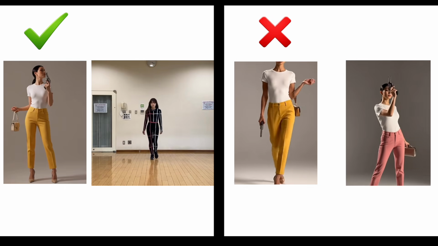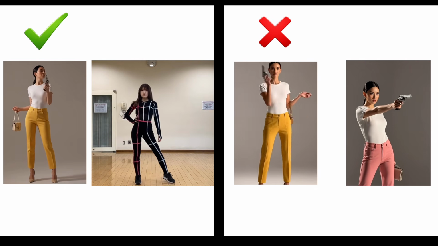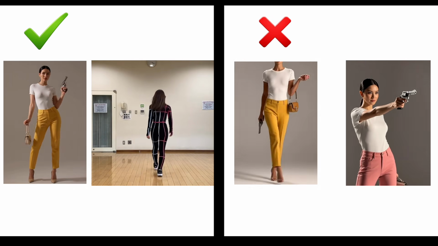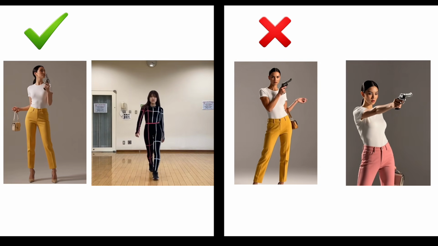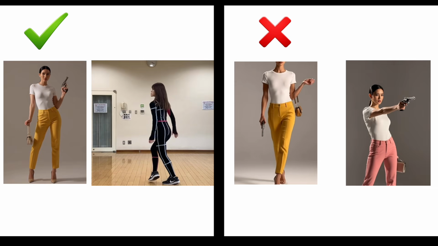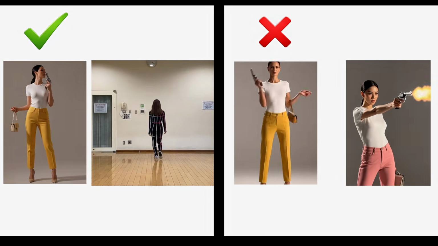A few tips for the motion video. Try to keep the full body in frame. Use a flat eye level view angle. Avoid dramatic camera angles. And keep the camera as steady as possible. That makes the tracking more reliable.